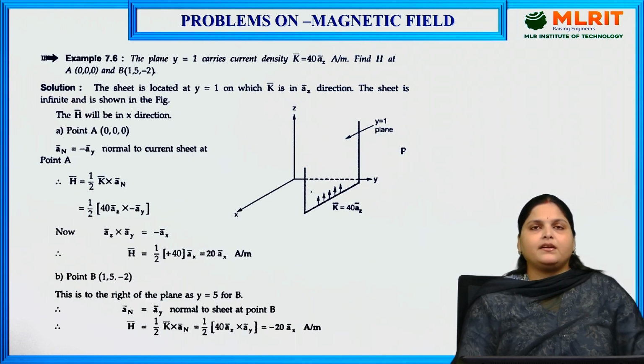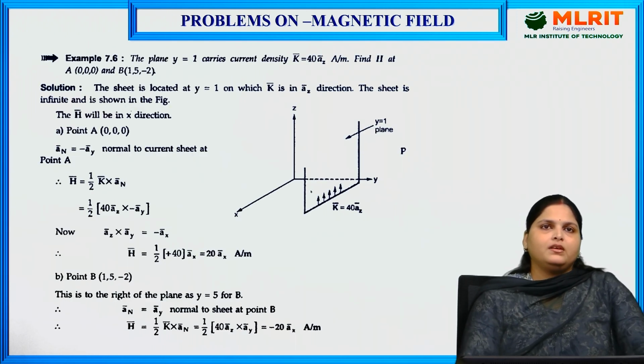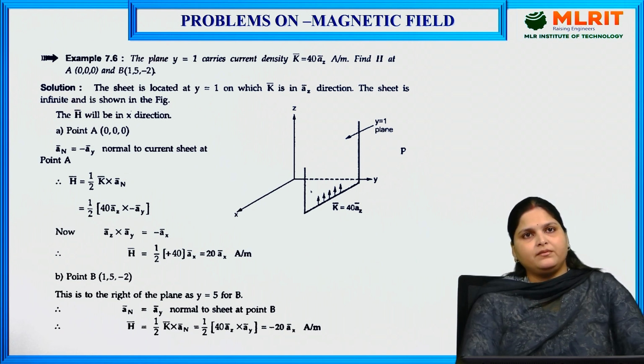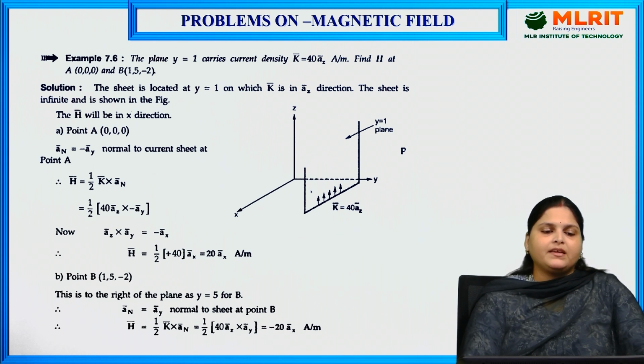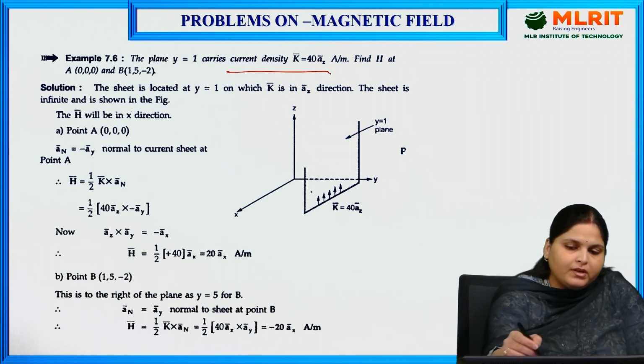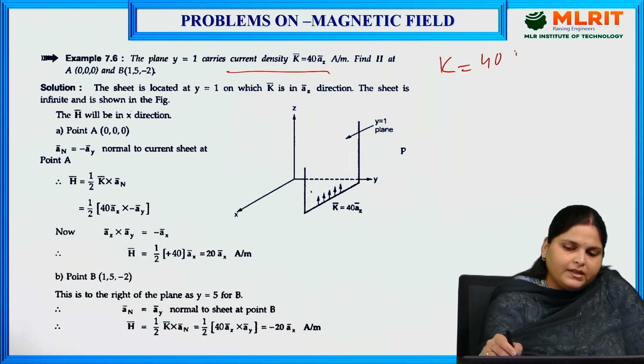Now let's take another question. The plane y equals 1. One plane is given which is at y equals 1, and it is given that it carries a current density of K equals 40 az.